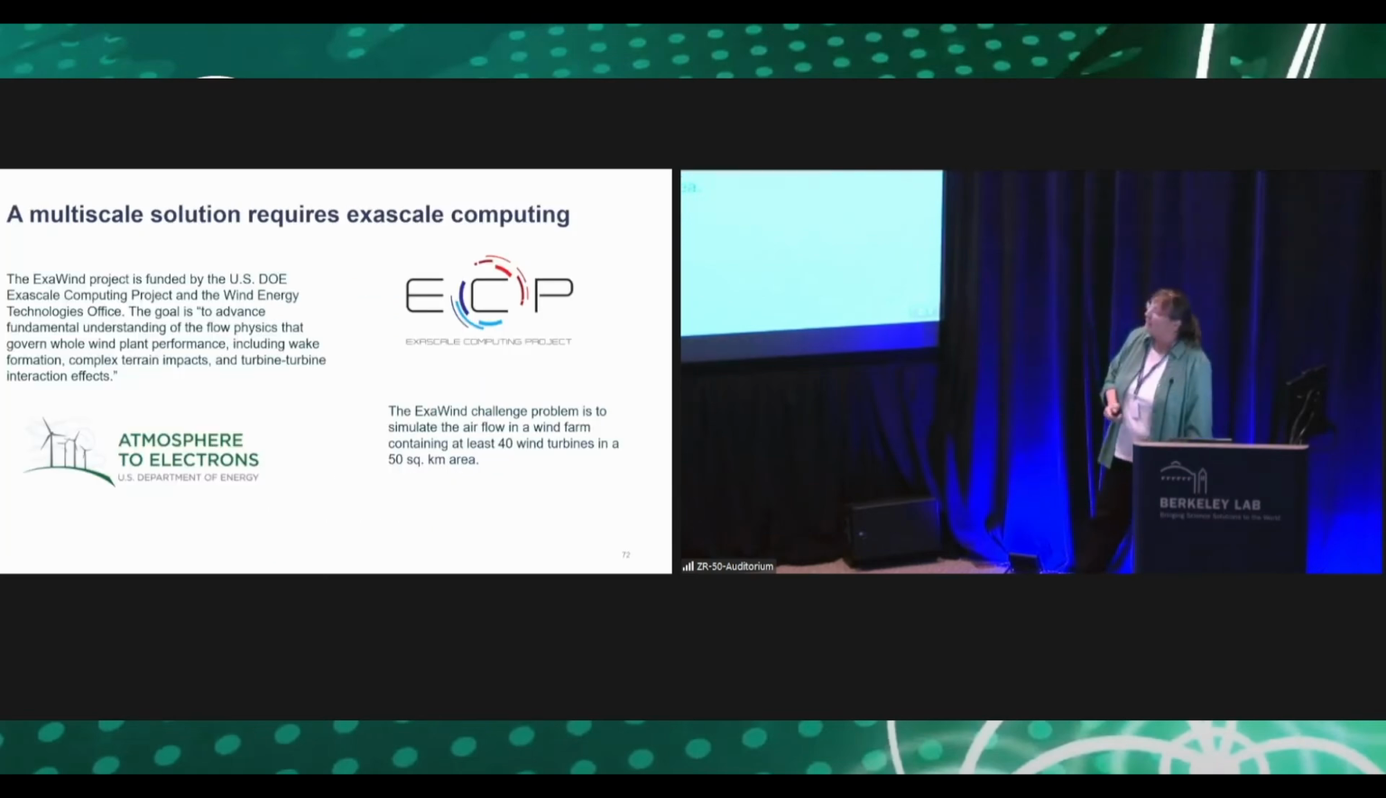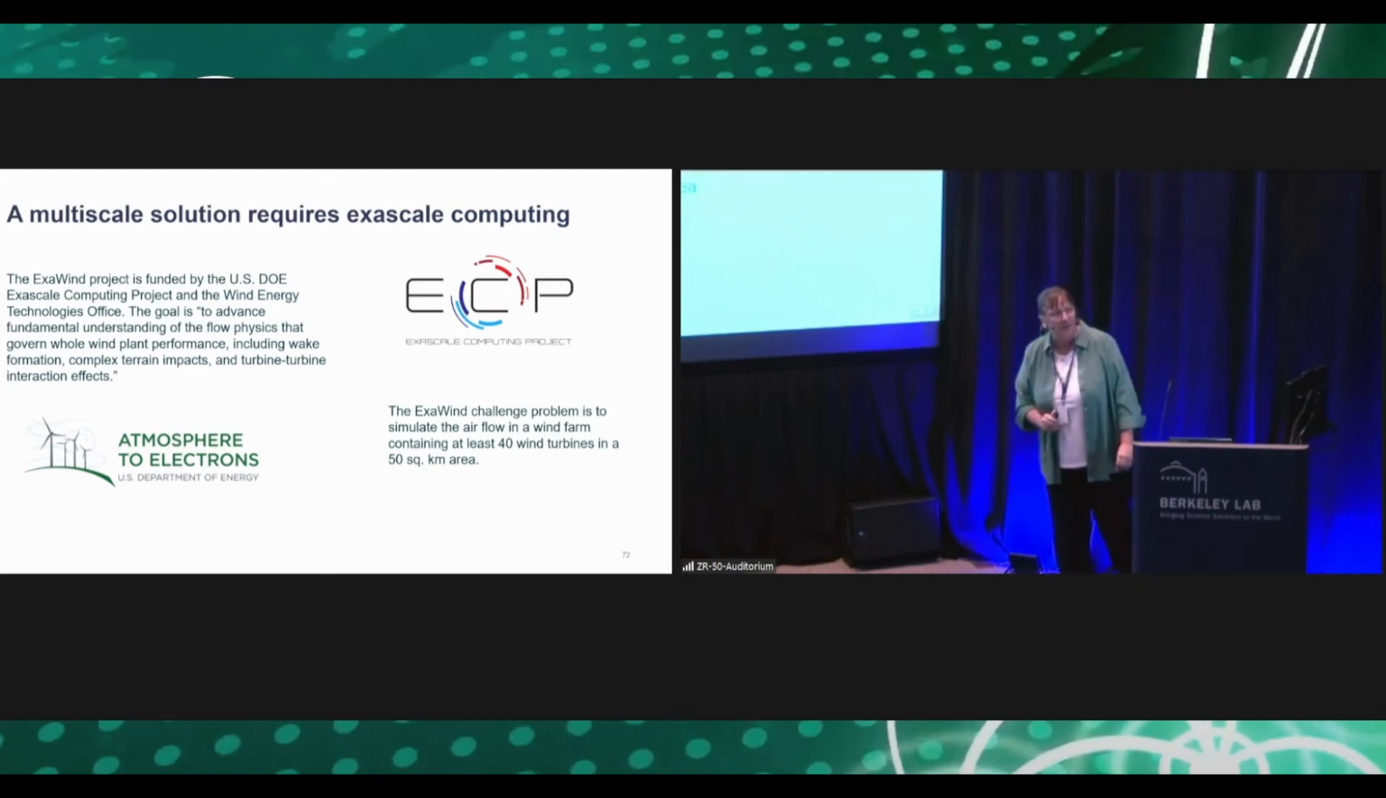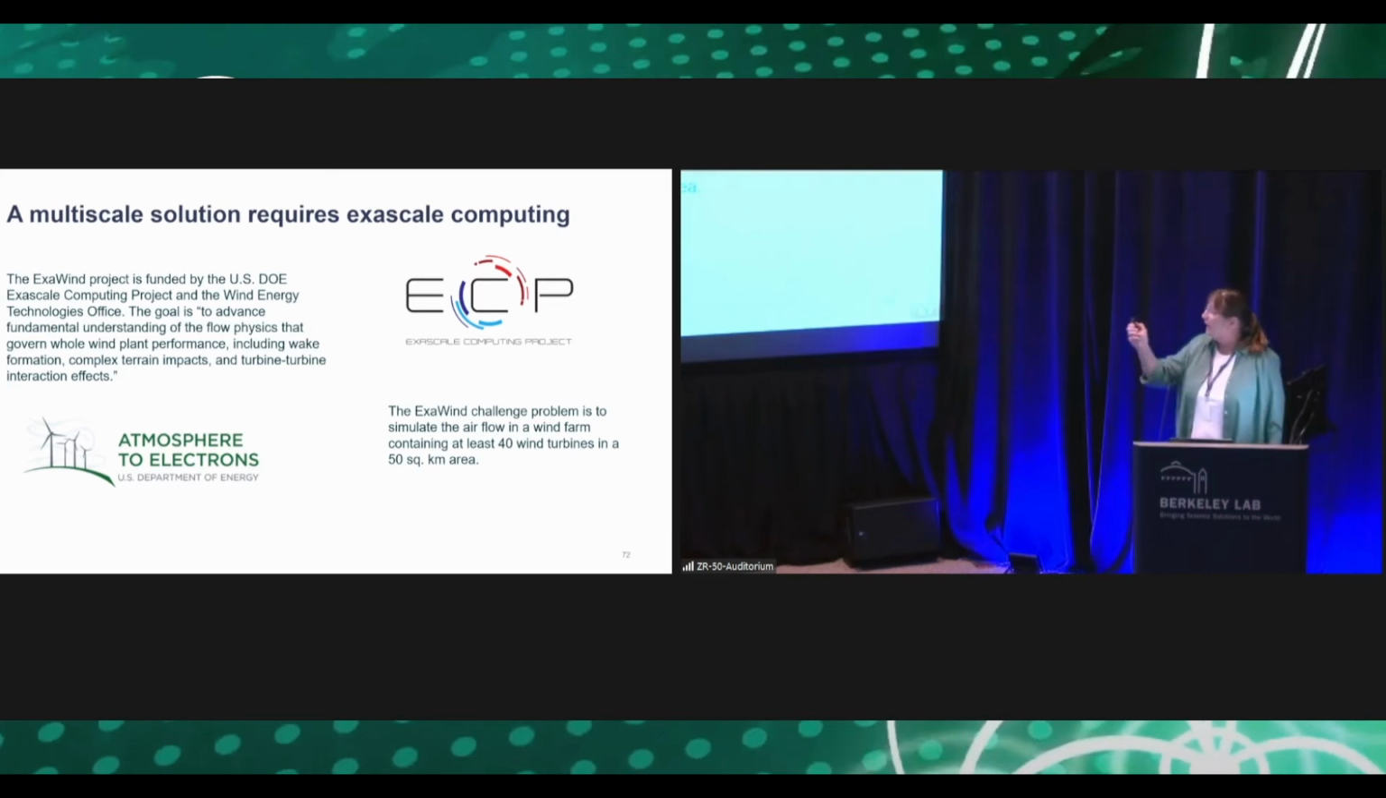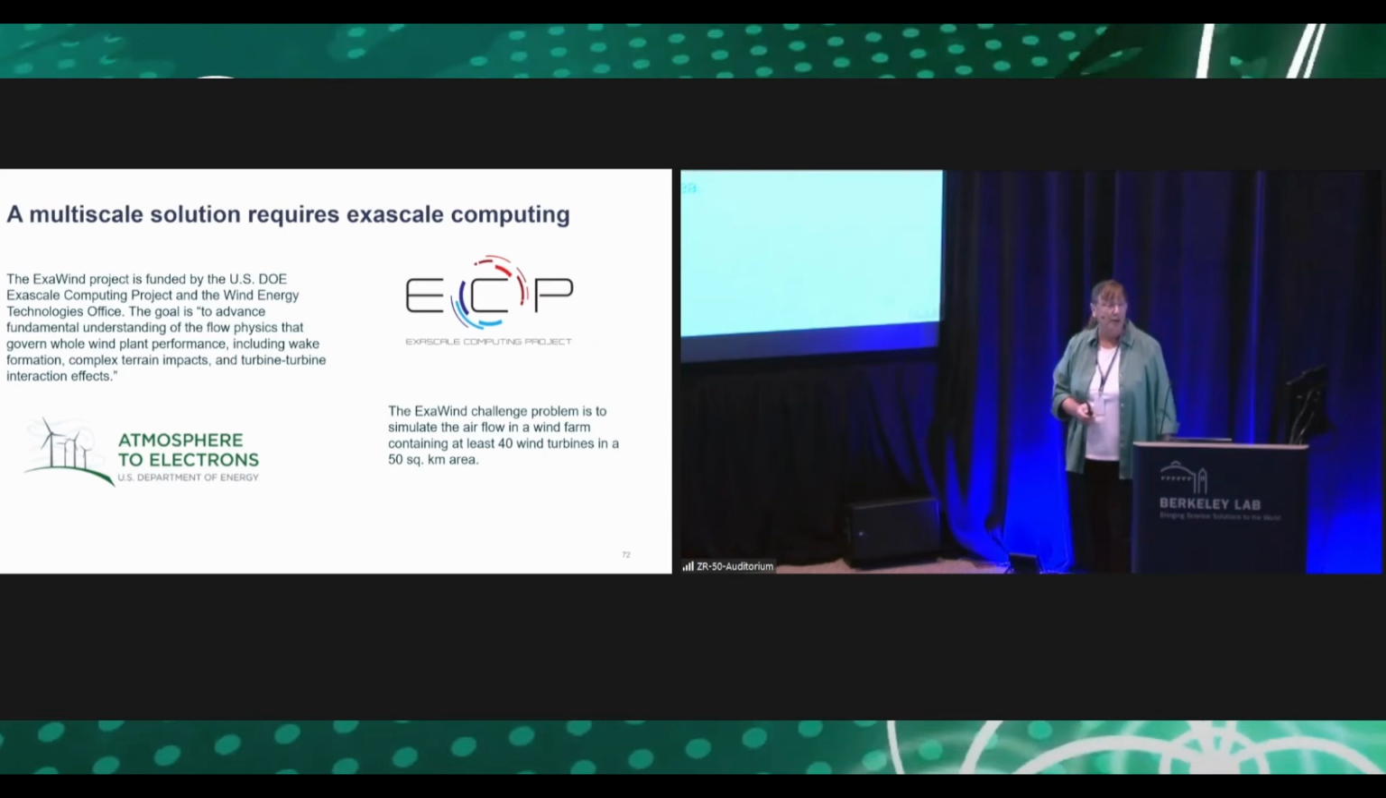Again, this project has been funded both by the Department of Energy Exascale Computing Project and by the Atmosphere to Electrons project that's part of the wind energy technology process. The goal of the ExaWind project is to advance the fundamental understanding of the flow physics that govern whole wind plant performance, including wake formation, complex terrain impacts, and turbine-turbine interaction effects. The challenge problem, which will be solved in the next year, is 40 wind turbines in a 50 square kilometer area. So this is getting pretty darn realistic.